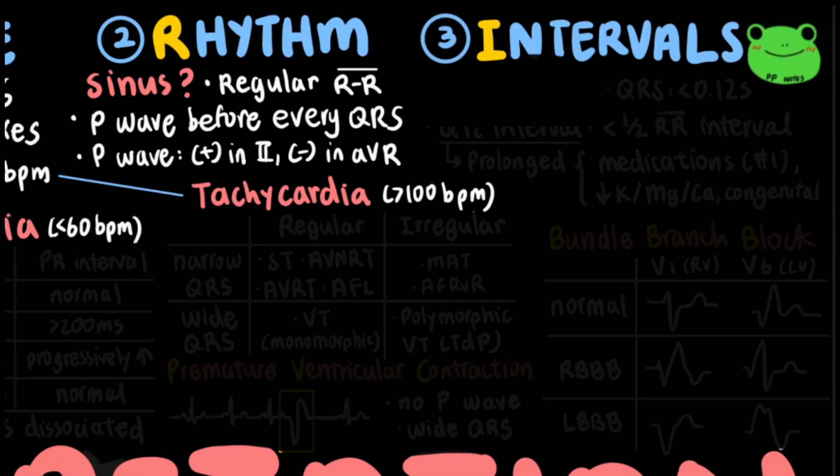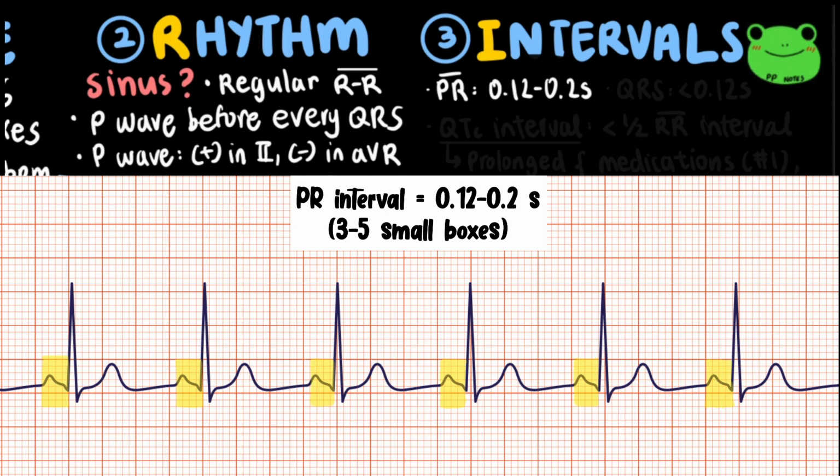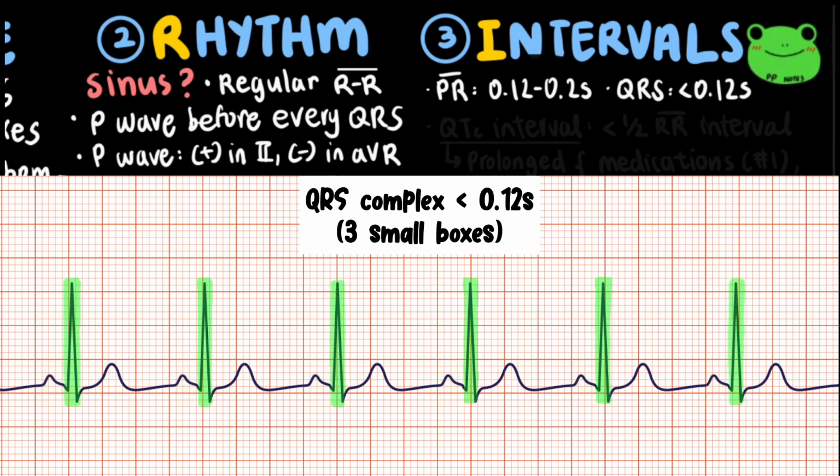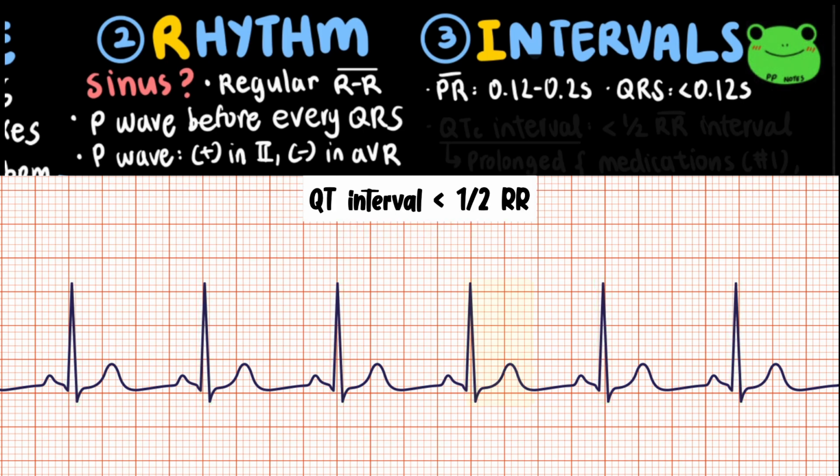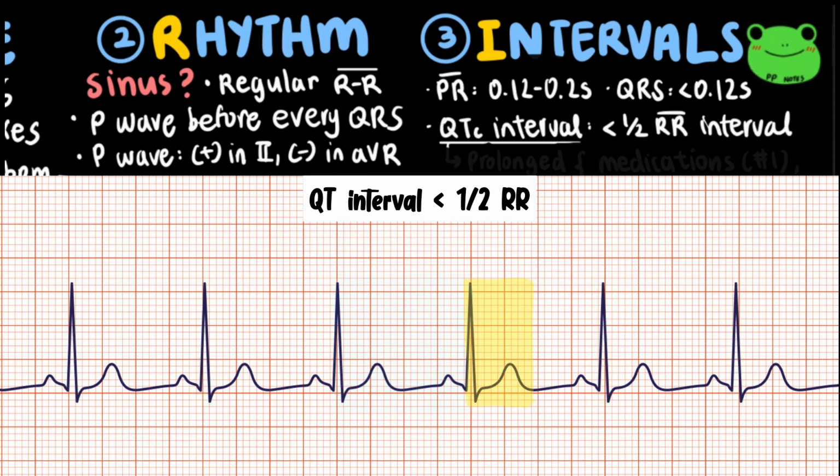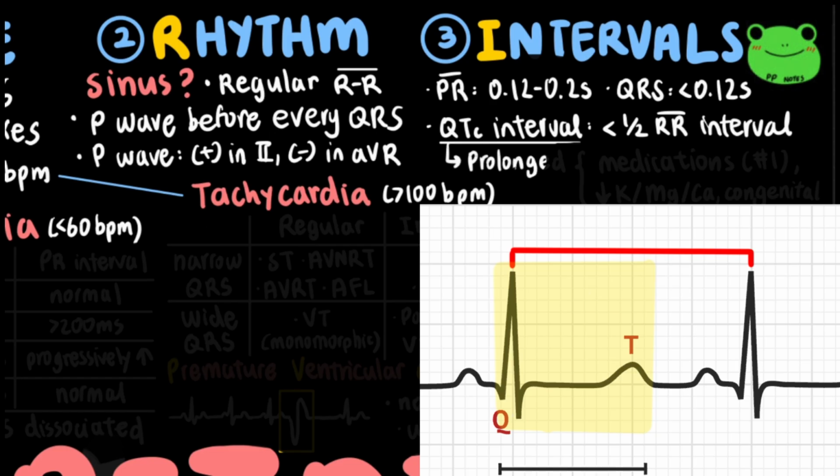Next, I for the key intervals. The PR interval is normally between 0.12 to 0.2 seconds, or 3 to 5 small boxes, whereas the QRS duration should be less than 0.12 seconds, or under 3 small boxes. The QT interval should normally be less than half of the preceding RR interval. If the QT interval is greater than that, we call it QT prolongation.